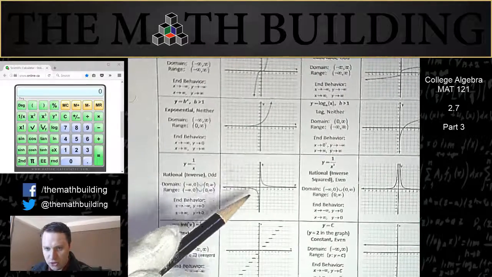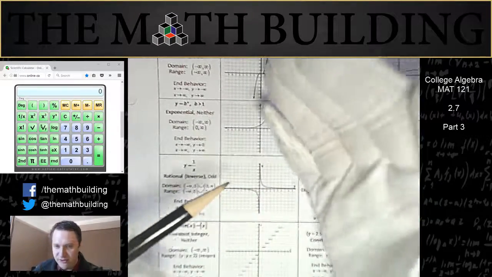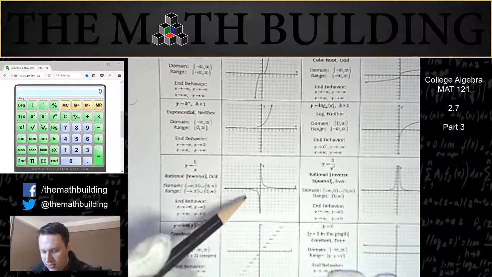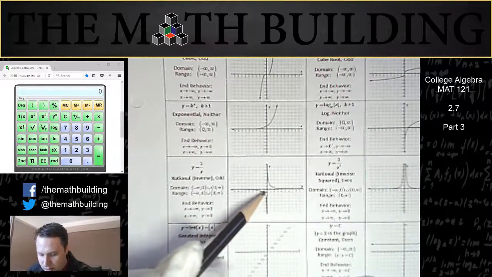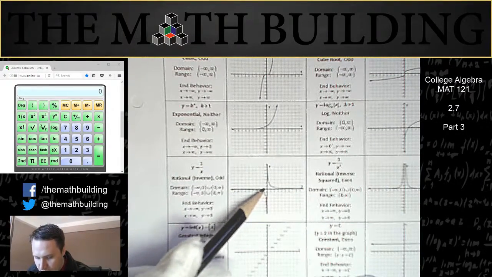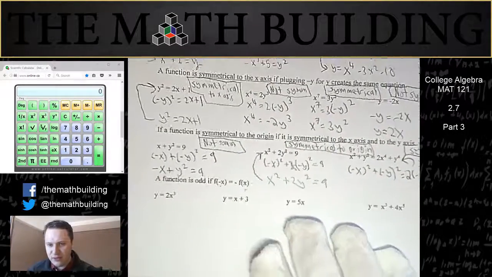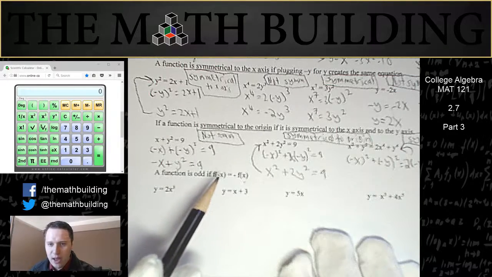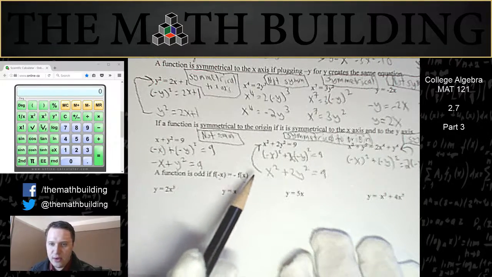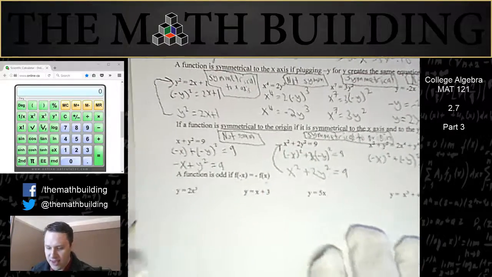Here's another odd function. You see that it kind of reflects a little bit. It's not the same as reflecting across the origin, but you see that if we go over and up, we can go over and down. So that's what it looks like on a graph. Here's how to tell in an equation. We plug in a negative value for x, and we need to see if the whole function turns negative.